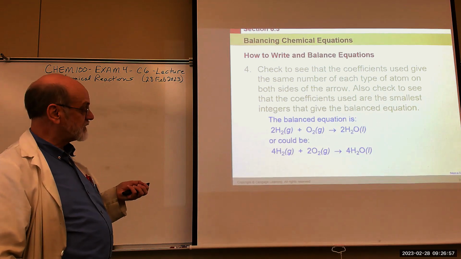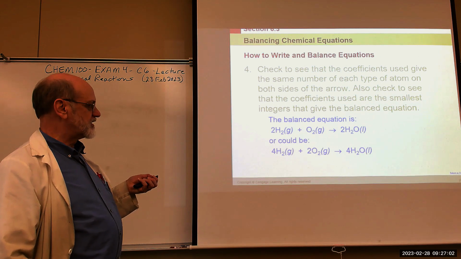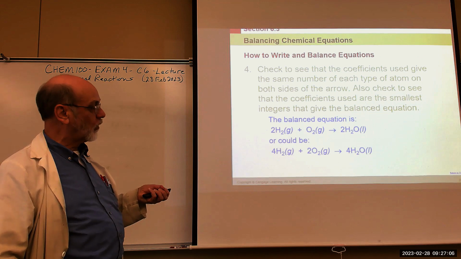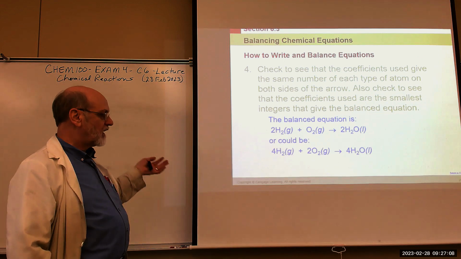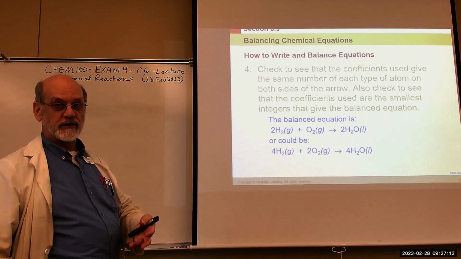And once you've balanced it, that ratio is fixed. So you could just as easily say, instead of 2, 1, 2, you could say 4, 2, 4. Or you could say 8, 4, 8. But the simplest whole number ratio is 2, 1, 2.